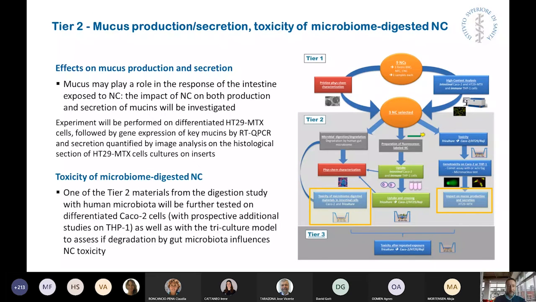Finally, toxicity of microbiome-digested nanocellulose will also be addressed. The idea here is to see if, after potential degradation to possibly smaller fibers by microbiome-mediated digestion, these fibers may have different physicochemical properties and potentially different toxicological properties. This will be investigated in both mono and co-culture models.